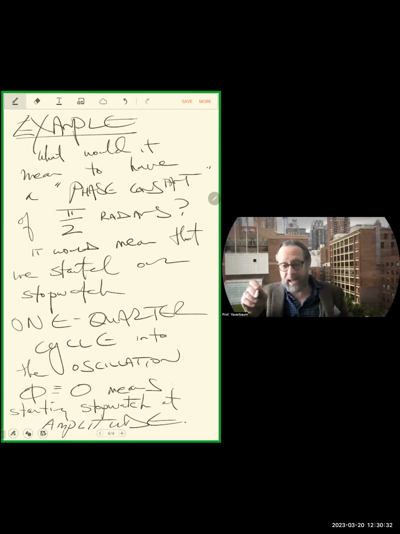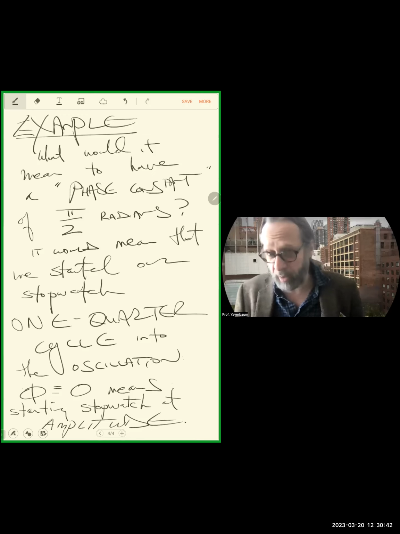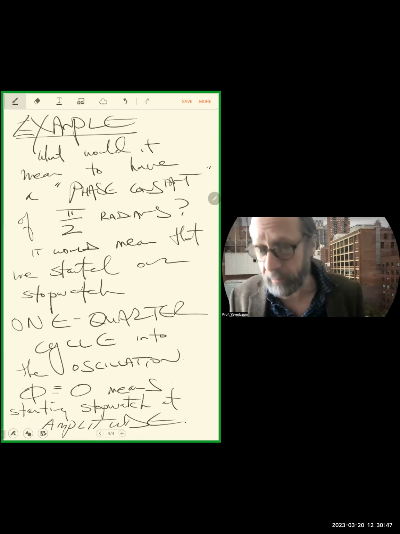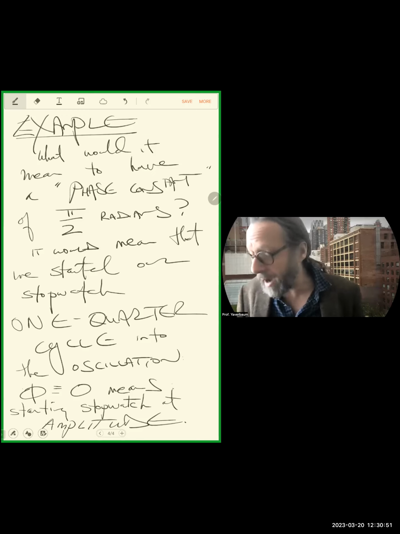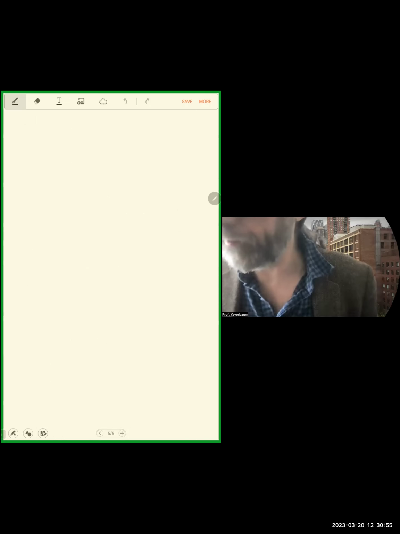pi over 2 radians means a quarter cycle, because there are 2 pi radians to every cycle. So if we were to give the oscillator a phase constant of pi over 2, it means we're jumping the gun, by a quarter of a cycle, to start our stopwatch. Let's be specific and do the math here.